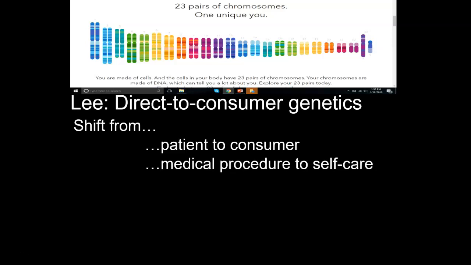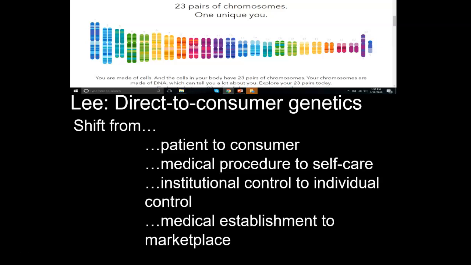Likewise, it's a move from something like this being considered a medical procedure to it being considered self-care, right? It's part of what you do to maintain your own wellness, but it's on you, right? It's also shifting that responsibility. So from institutional control, such as the medical establishment, going to a clinic, seeing your doctor, going to a hospital, to individual control, and also from the medical establishment to the marketplace. So again, something that used to be a transaction or an exchange between a patient and doctor is now an exchange between a consumer and a corporation.